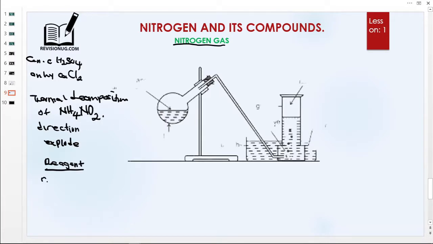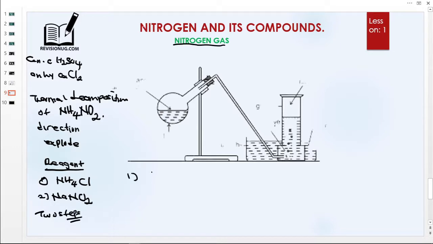So one, we are going to use ammonium chloride, and two, we also use sodium nitrite, meaning that this sodium nitrite is going to provide us with the nitrite, and ammonium chloride is going to provide us with the ammonium. Then we make ammonium nitrite. This reaction occurs in 2 steps.